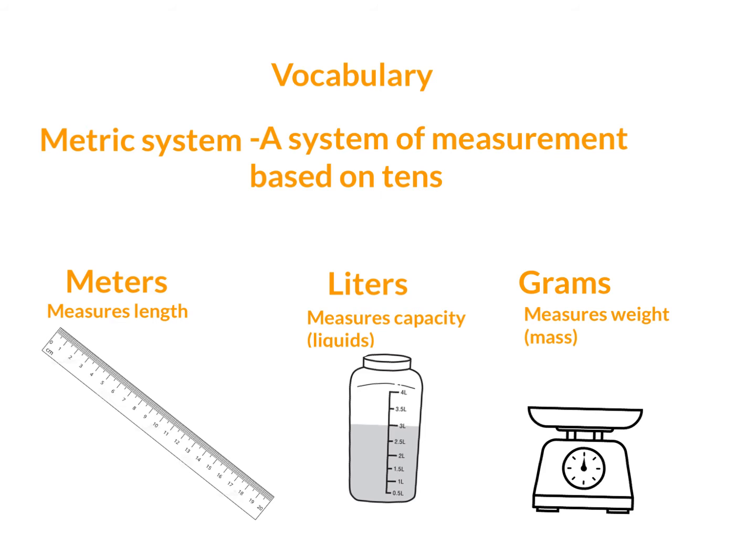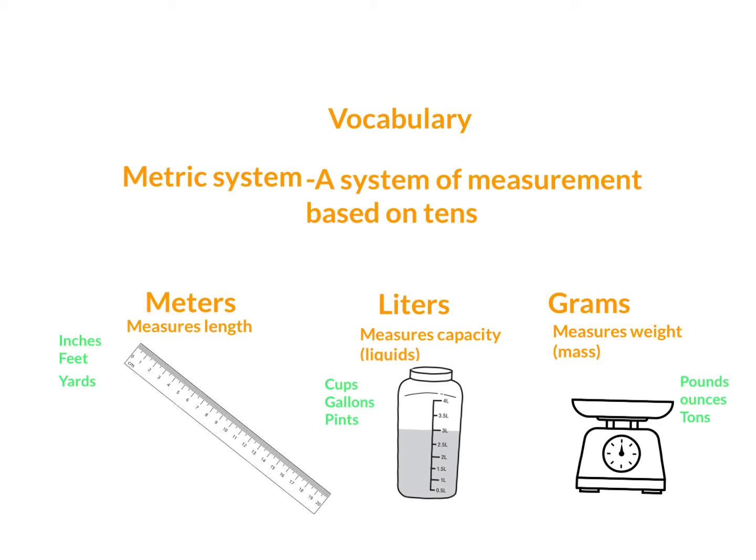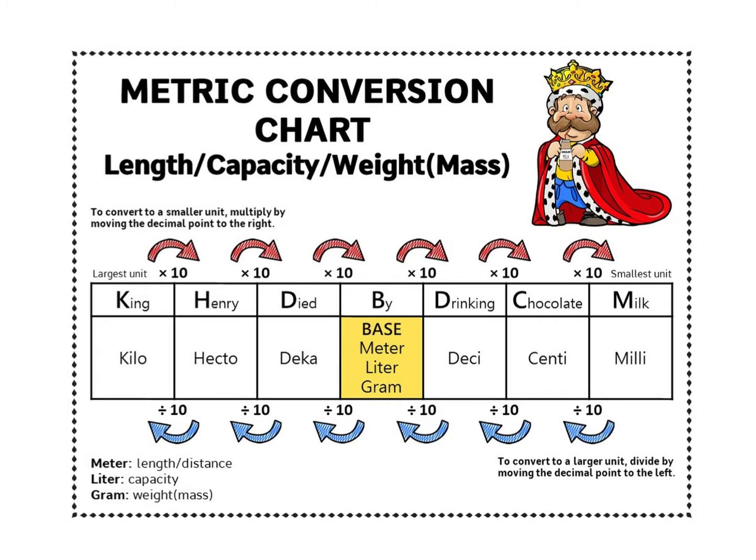And lastly, the metric system uses grams, which measures weight or mass. In the imperial system, which is the measurement system we use in America, meters would be like inches, feet, yards. Liters, we would use cups, gallons, pints, and for grams we would use pounds, ounces, or tons.